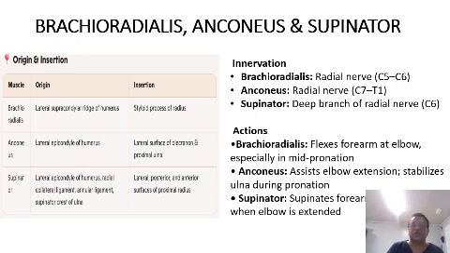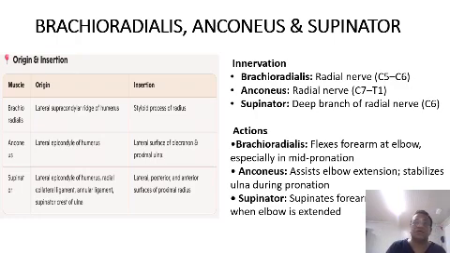Anconeus arises from the lateral epicondyle of the humerus and inserts into the lateral olecranon and proximal ulna. This anconeus is a very small muscle, but it stabilizes the elbow during extension and pronation. So even though it's a small muscle, it helps to stabilize the elbow during extension and pronation.